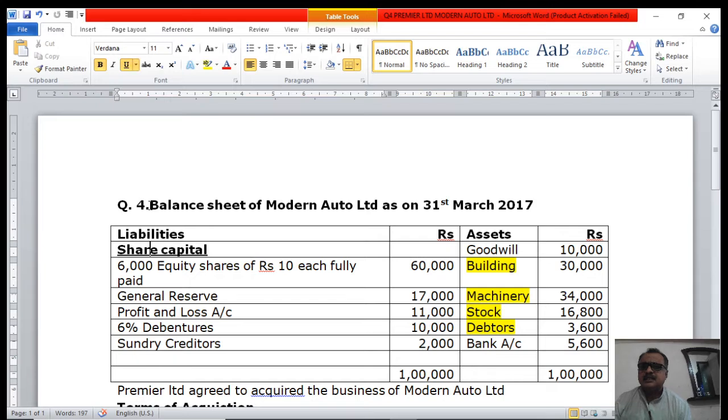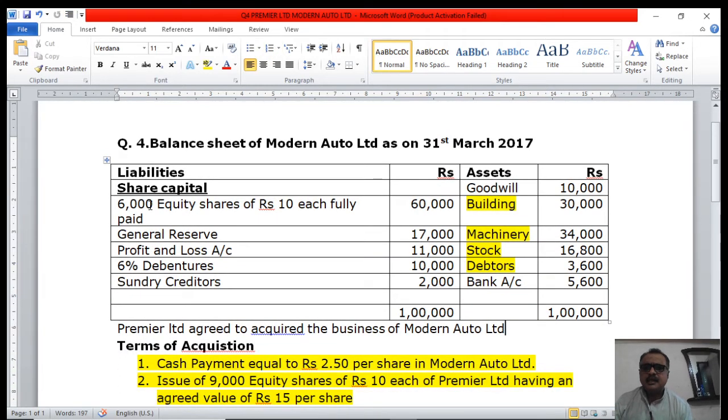Liability side: share capital 6,000 equity shares of rupees 10 each fully paid, general reserve, profit and loss account, 6% debenture, sundry creditors. Asset side: goodwill, building, machinery, stock, debtors, bank. Premier Limited agreed to acquire the business of Modern Auto Limited. That means Premier Limited is taking over the business of Modern Auto Limited. So Premier Limited is the purchasing company and Modern Auto Limited is the vendor company.